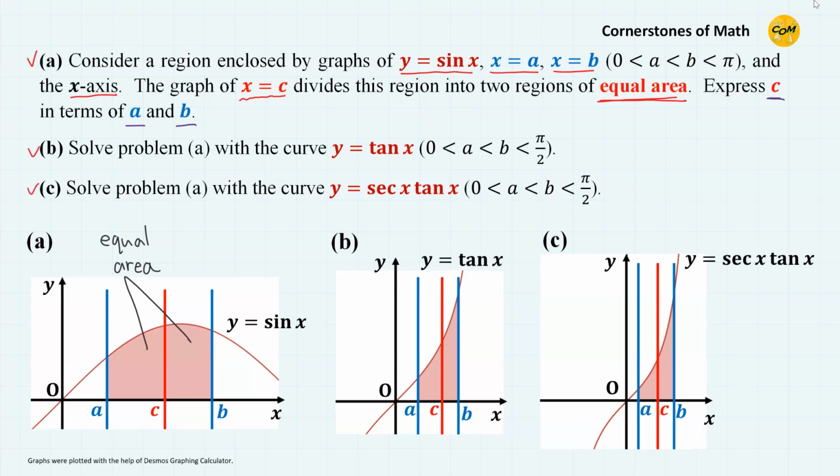Problems B and C are the same as problem A, with only the curves being different. In problem B, the curve is y equals tangent x, and in problem C, the curve is y equals secant x tangent x. If you're wondering why I chose this strange function for the third problem, perhaps you'll get it if you watch till the end.